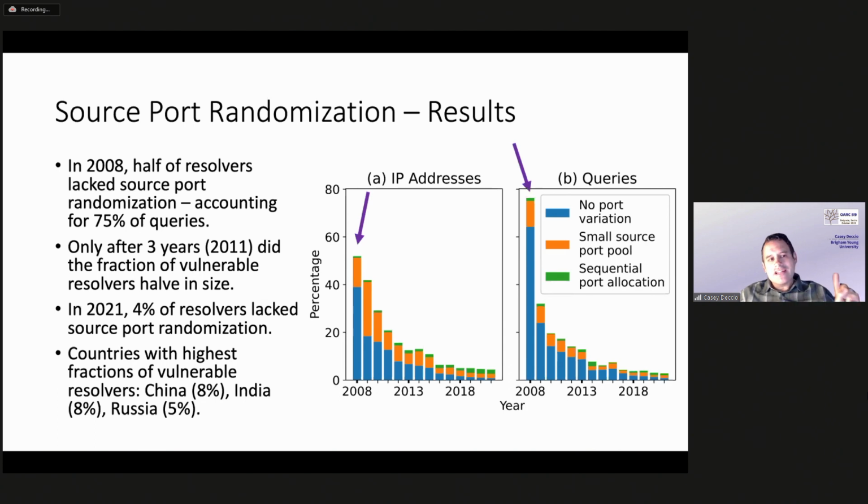Even after all the publicity and everything, it took about 3 years. I don't have my arrow. There's my arrow.